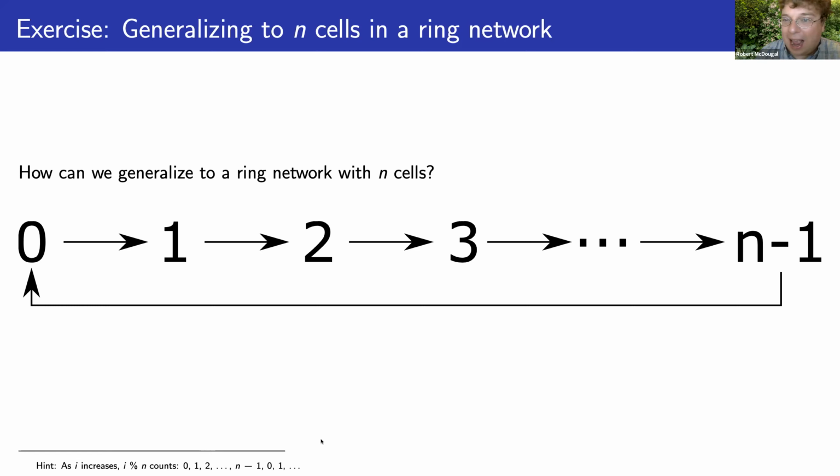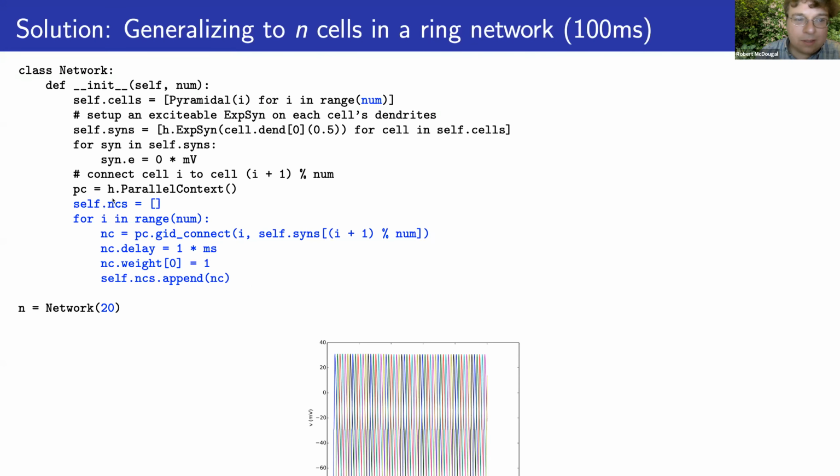Okay, so how do I actually generalize to n cells in a ring network? Well, in my network class, I'm going to build a list of all the netcons. I'm going to loop over all of my possible numbers, and I'm going to connect cell i to send to, well, normally it would be the i plus 1th synapse, but instead I'm going to say the i plus 1th mod num. And again, as we saw, that's just going to wrap around, except it's going to be 1 off from i.